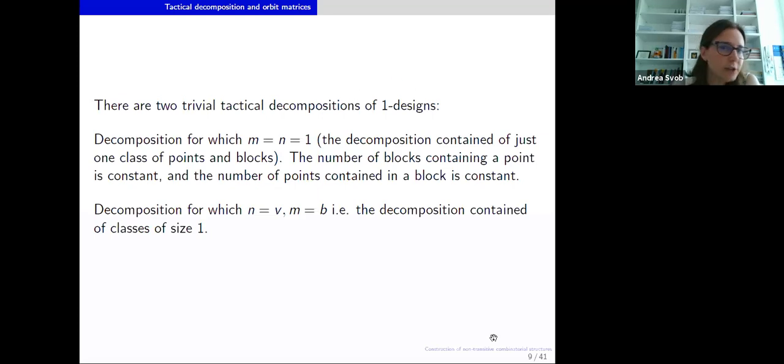Okay, another trivial tactical decomposition is when n is equal to v and m is equal to b. This is the decomposition that consists of, we can say, singletons, that is, classes of size 1. And this is also a trivial tactical decomposition of 1-designs.